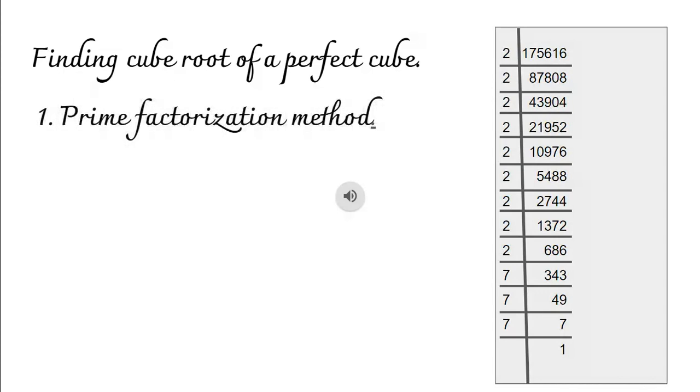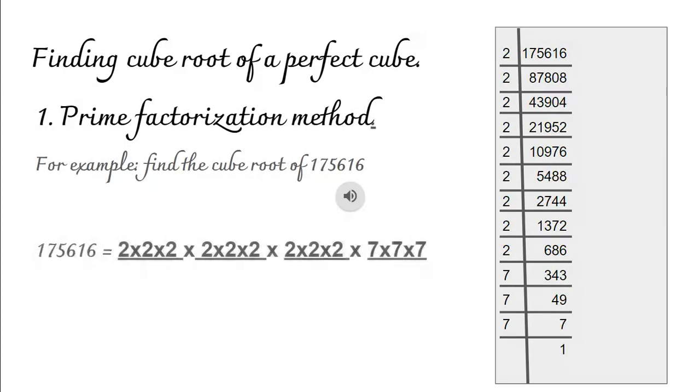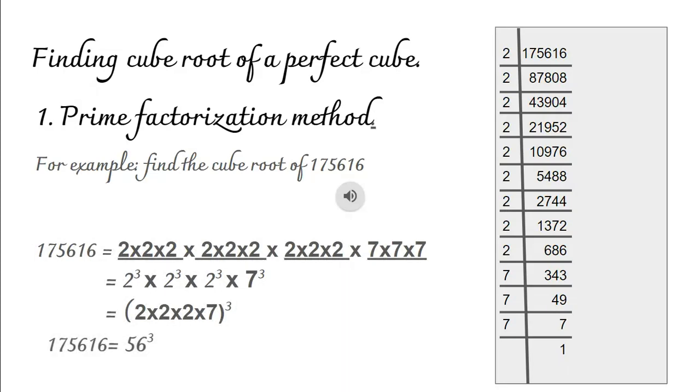So what factors did we get? The factors are 2 into 2 into 2 into 2 into 2 into 2 into 2 into 2 into 2 into 7 into 7 into 7. That means 3 groups of 2 cubed and 1 group of 7 cubed. So we can take them together. We can write 2 cube into 2 cube into 2 cube into 7 cube, that means 2 into 2 into 2 into 7 whole cube. 2 twos are 4, 4 twos are 8, 8 sevens are 56. So 175616 is equal to 56 cube.